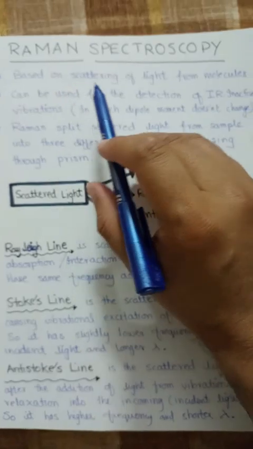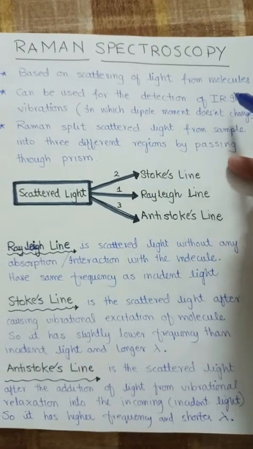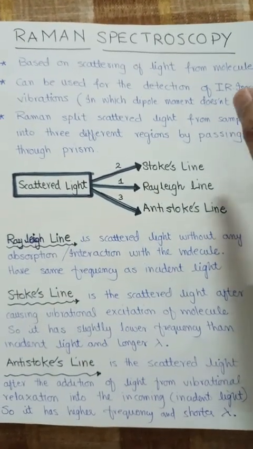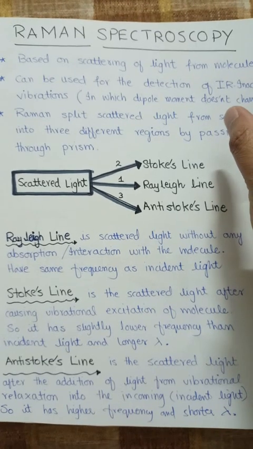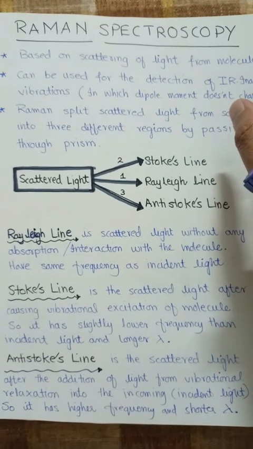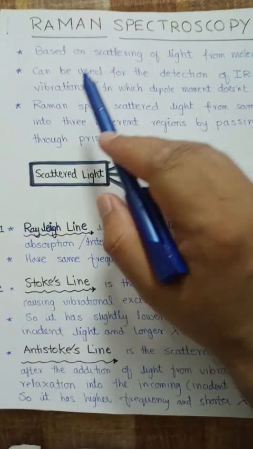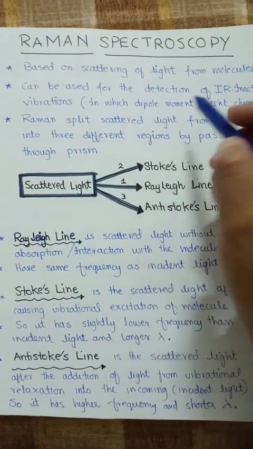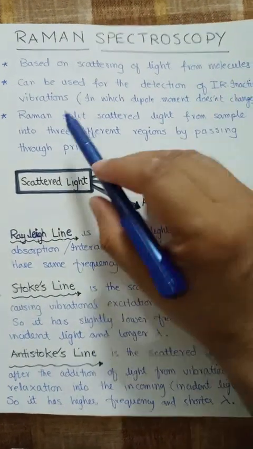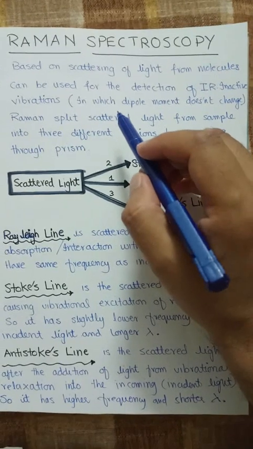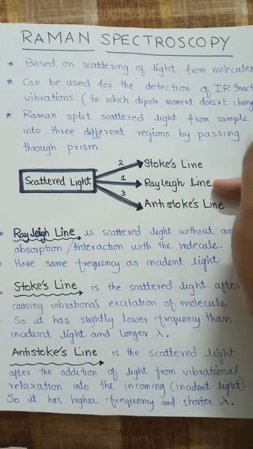It is based on scattering of light from molecules. So Raman spectroscopy is based on scattering of the light, not absorption of the light. So it can be used for the detection of IR inactive vibrations in which the dipole moment doesn't change.